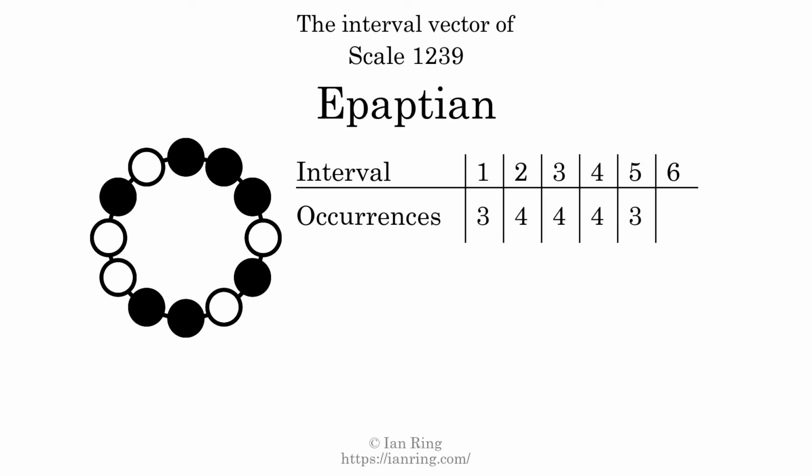There are 3 intervals with the size of 5 semitones. They are here, here, and here. There are 3 intervals with the size of 6 semitones. They are here, here, and here. Each interval does not appear in this scale a unique number of times, so this is not a deep scale.